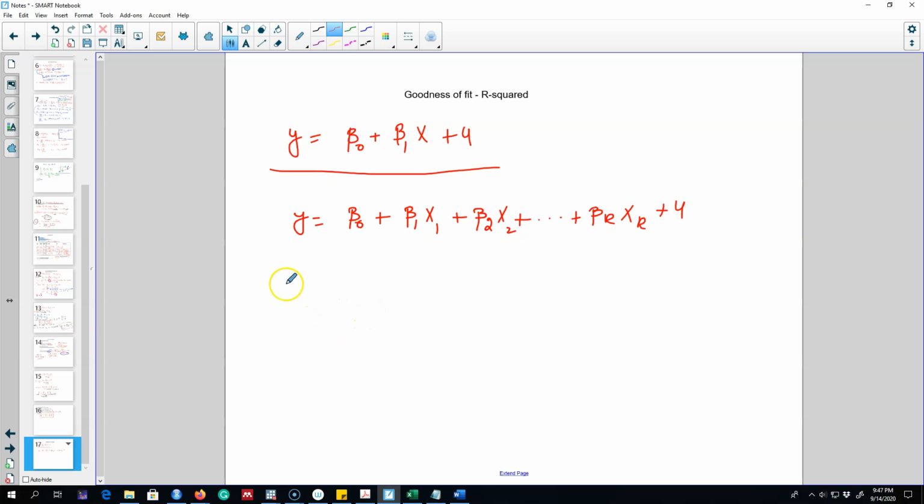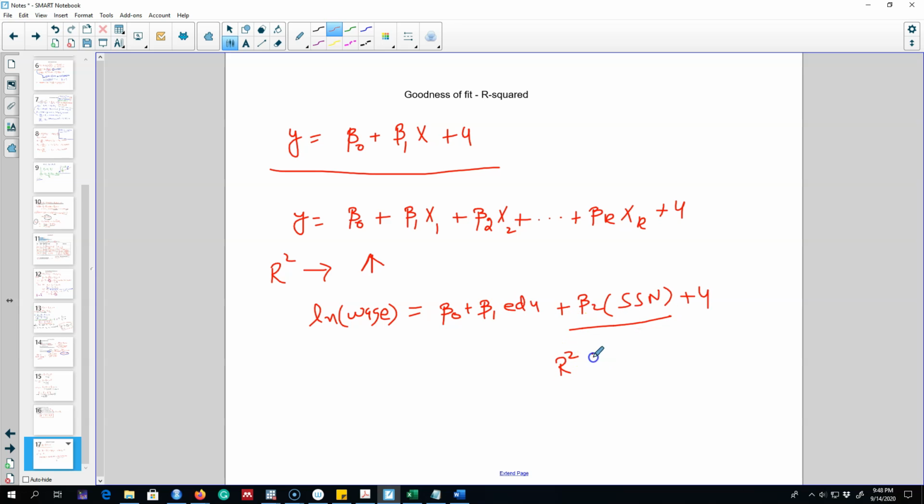One problem with R-squared is it never decreases. It always goes up. For example, if in a linear regression model of wages, you include somebody's social security number, then R-squared will go up, although we know that somebody's social security number has no correlation with wages.